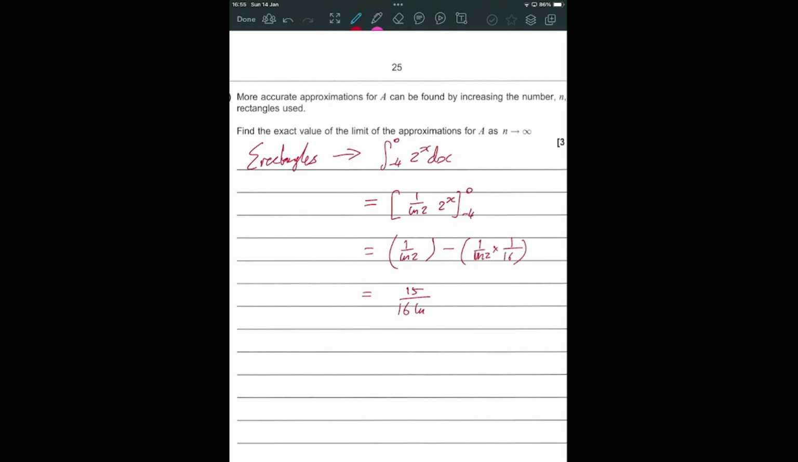And with a little bit of simplification, we can't really cheat on our calculators. The way I've managed to do that is think about factoring out the 1 over ln 2. So really I've got 1 minus a 16th, and then the 1 over ln 2 just sits on the denominator.